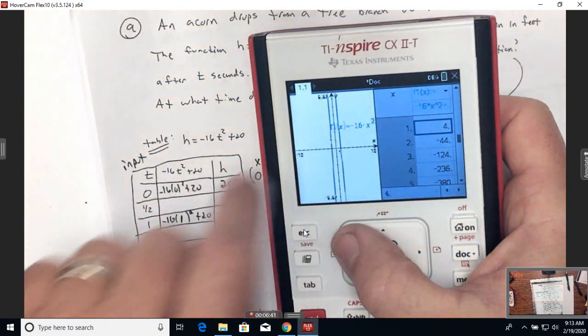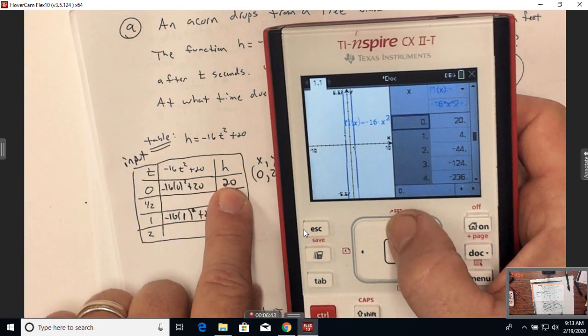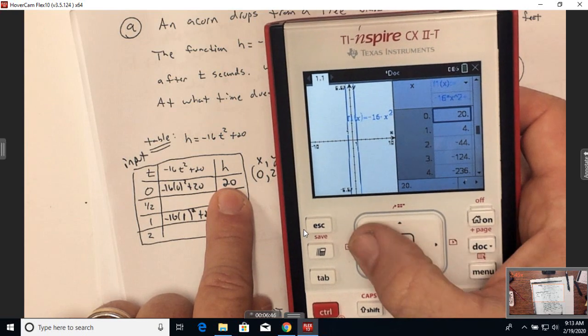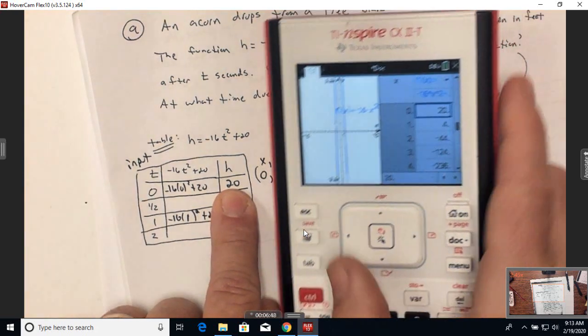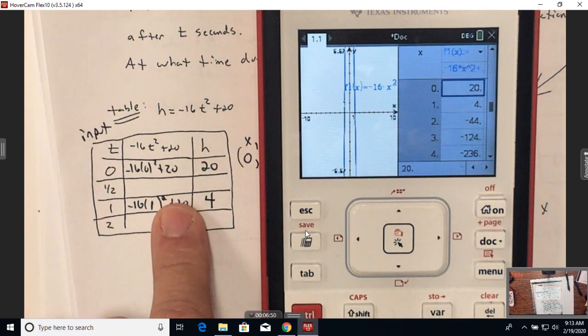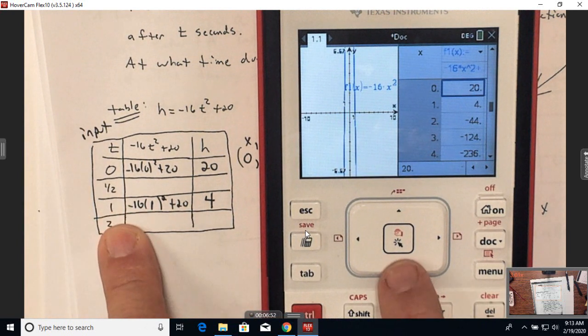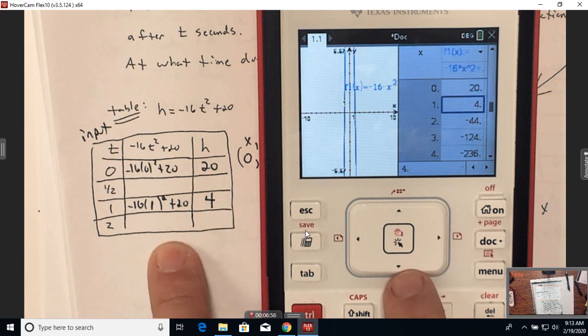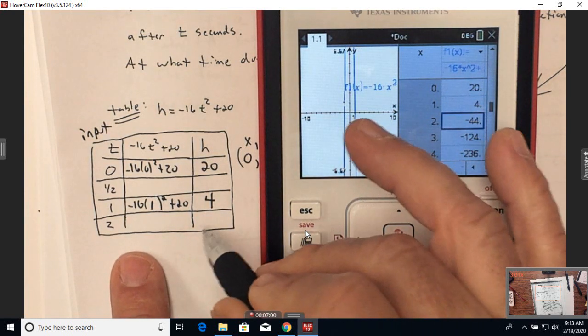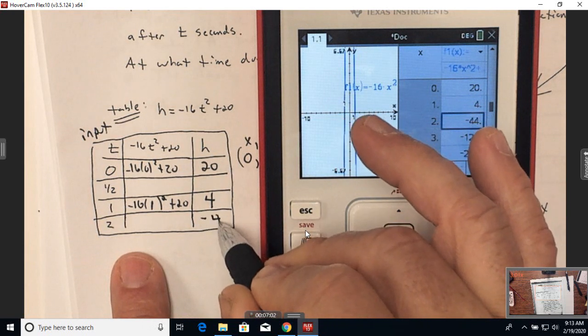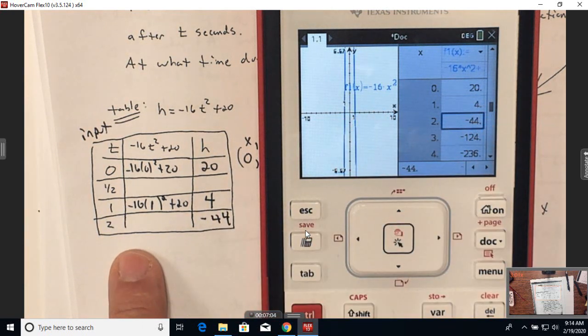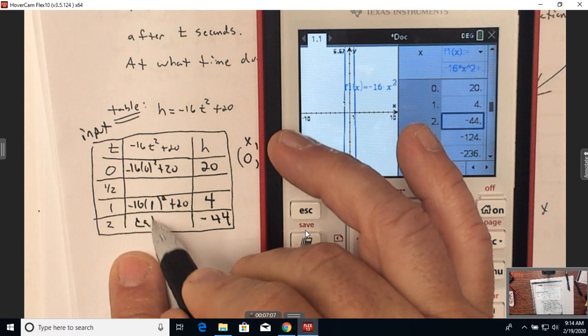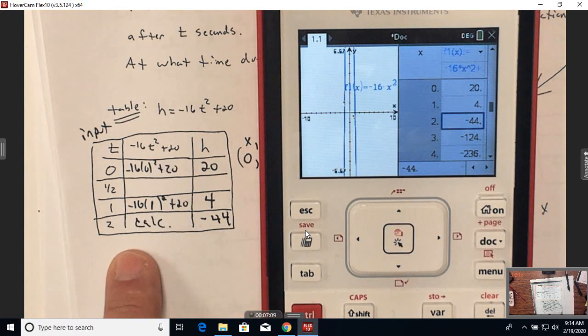Okay, so let's check our values. If my input was a 0, what is my output? 20. Do y'all see that? Any questions there? All right, so what if my input was a 1? Did I do the math right? My output should be a 4. What if my input's a 2? What's my output? Negative 44. So I don't have to do that math there. It did it for me, so fill in your blank, negative 44. And we did that in the calculator. So you could just say we did it in the calculator there.